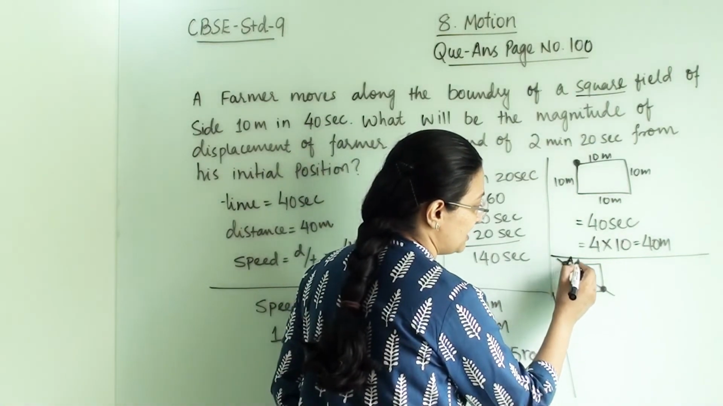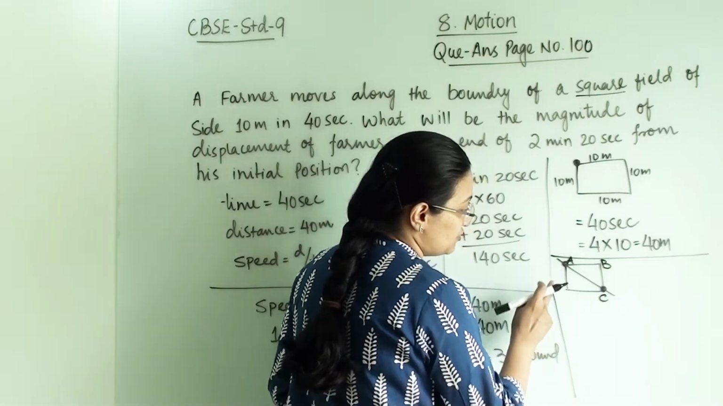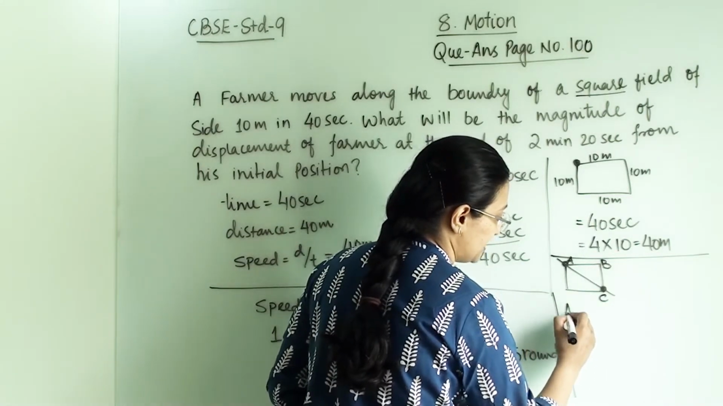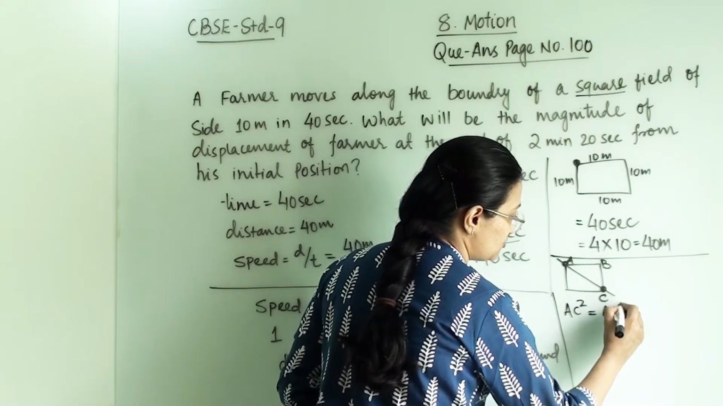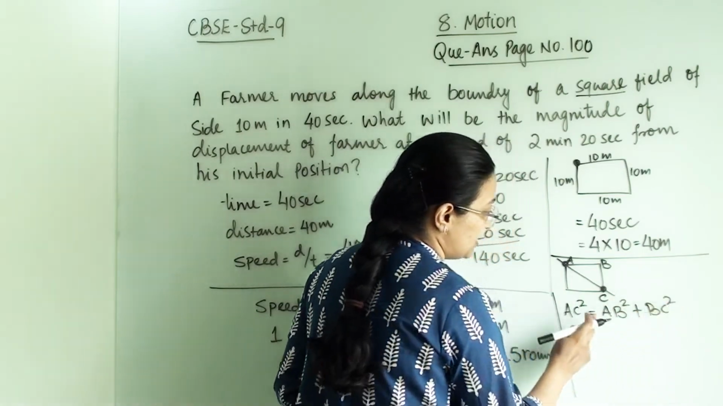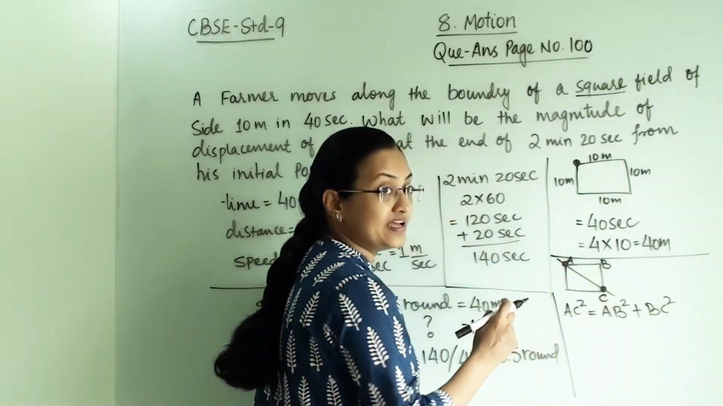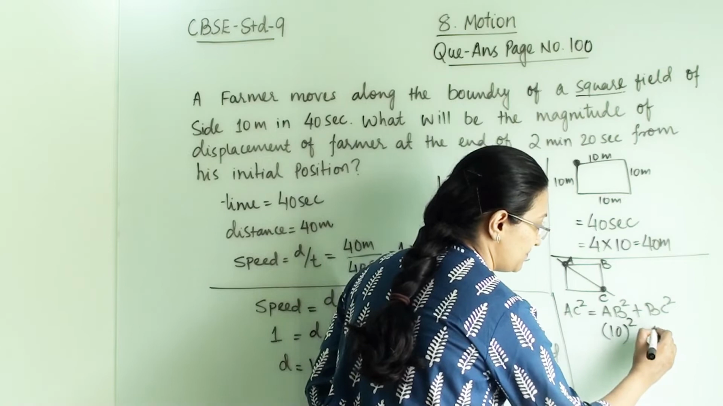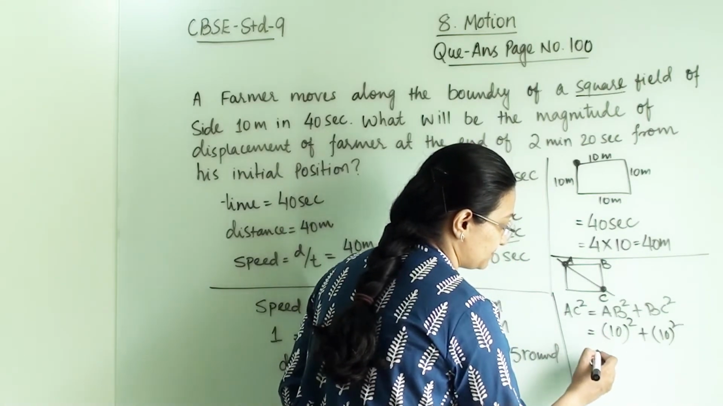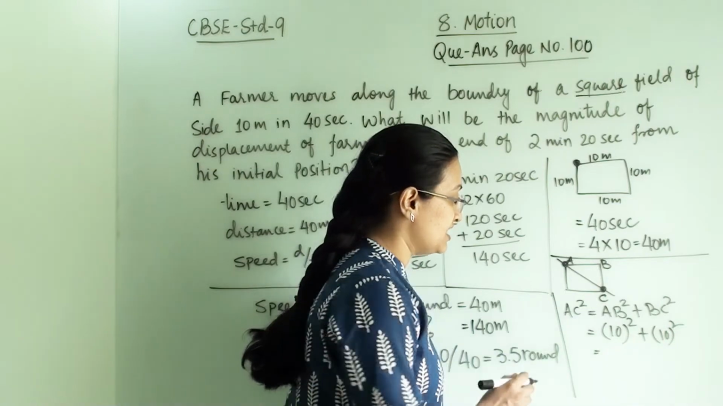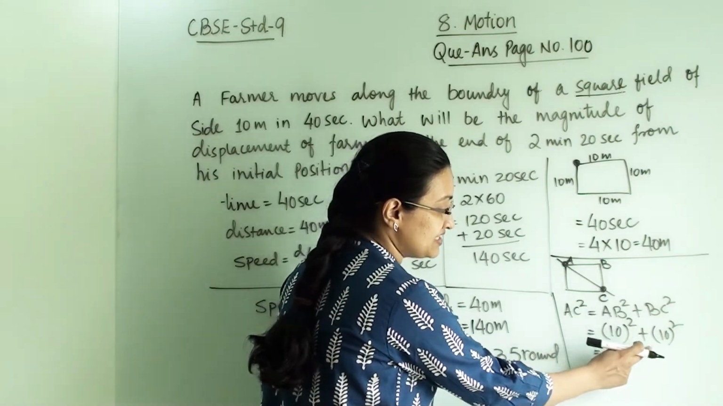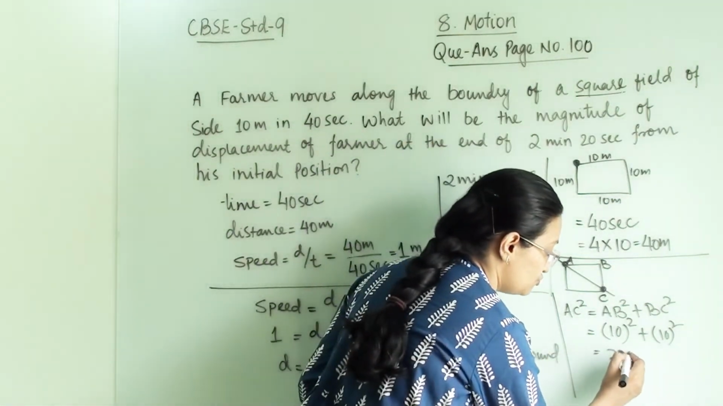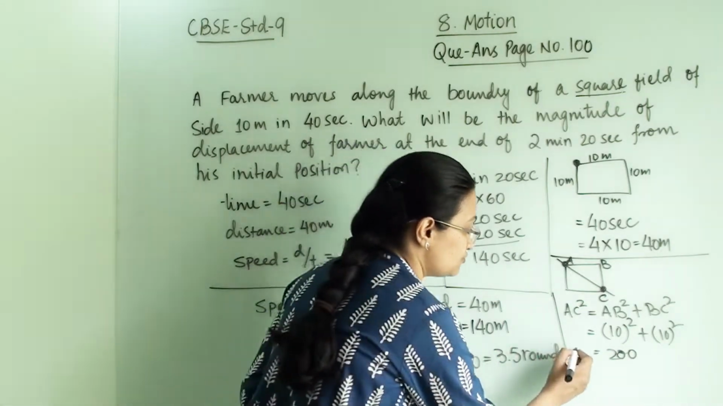Let us name them A, B and C. So AC square equals AB square plus BC square. Now we know that each side has 10 meter length. So 10 square plus 10 square. Here we are putting the square of both the sides. Now 10 square is 100, so 100 plus 100 we will get 200. Now 200 equals AC square.